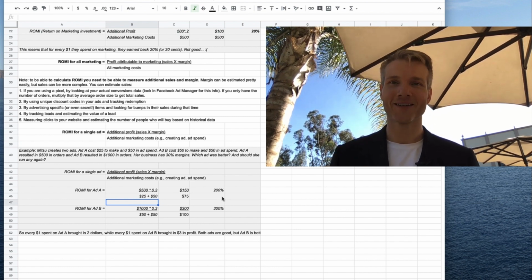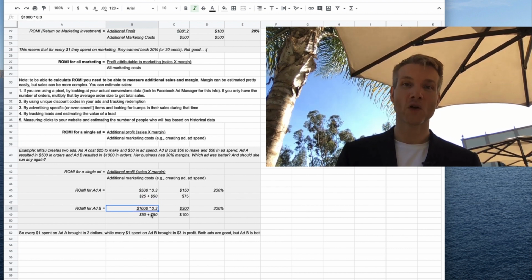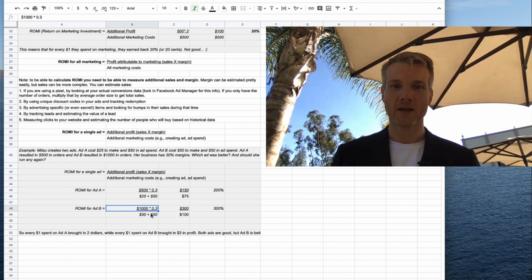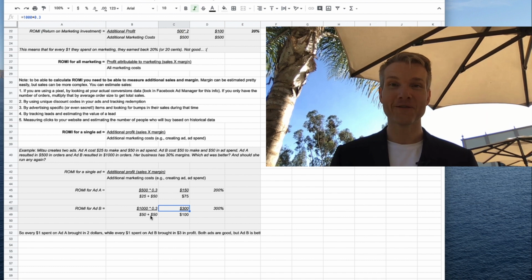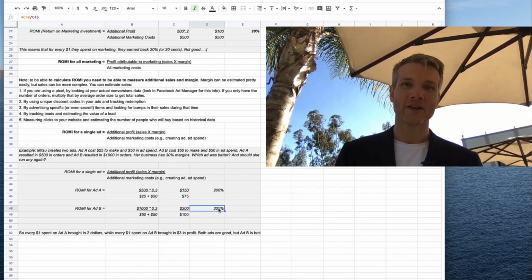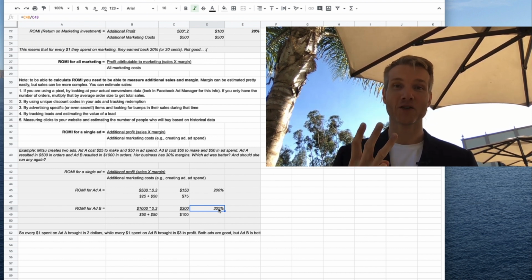This is good. For ad B, we're going through and taking a look at $1,000 in terms of revenue coming in and multiplying that by the same margin, 30%. So we're getting $300 in profit. And we've got 50 and 50 as our costs. So dividing that out, we get 300% as her return on marketing investment for ad B. What this means is that every dollar spent on ad B resulted in $3 coming in terms of profit, which is awesome.